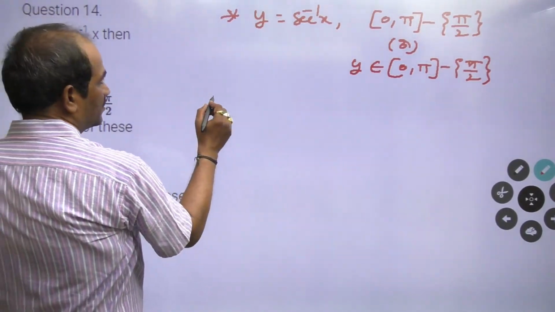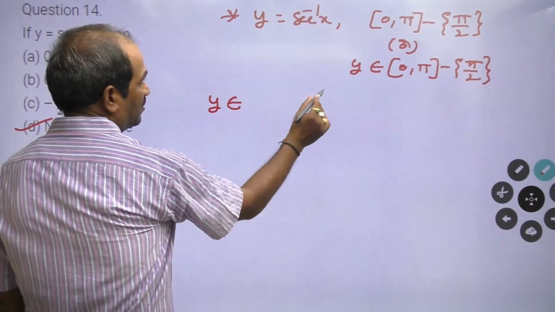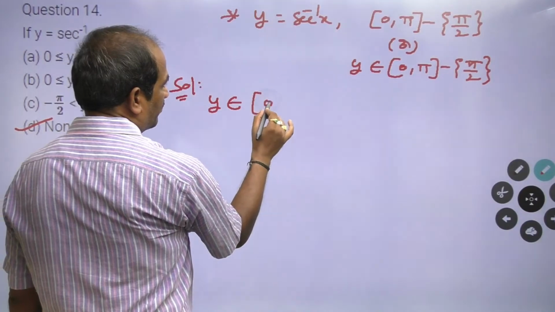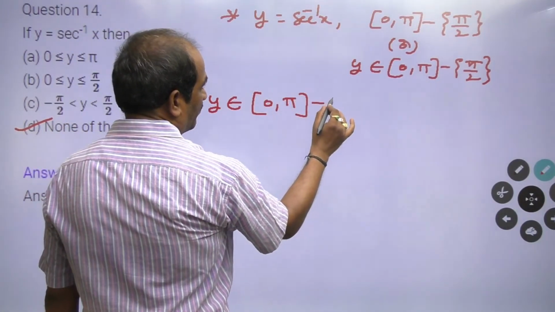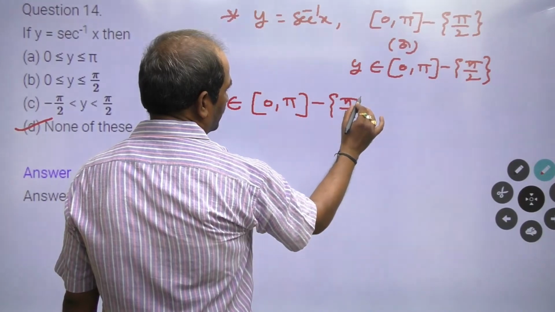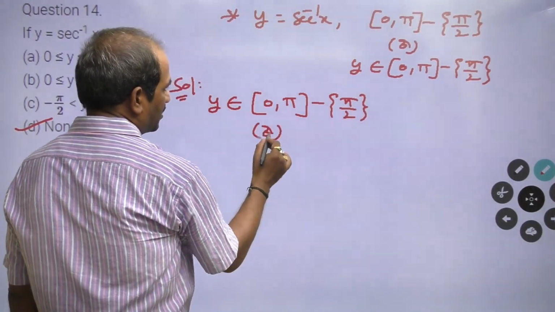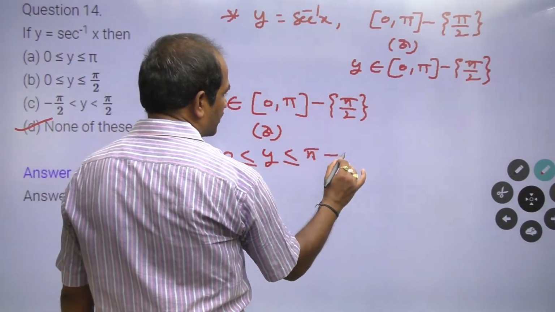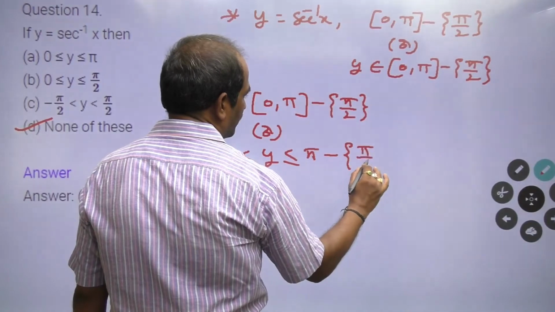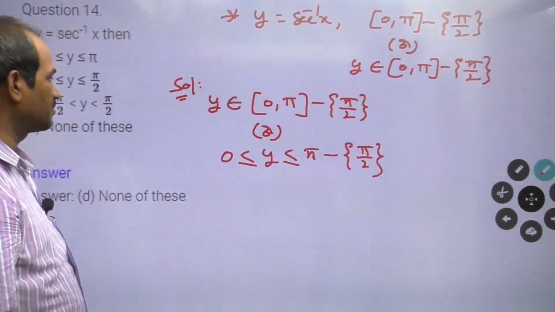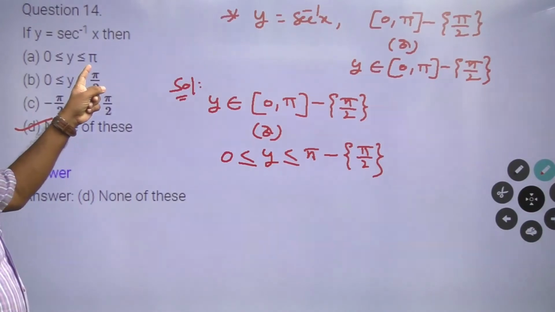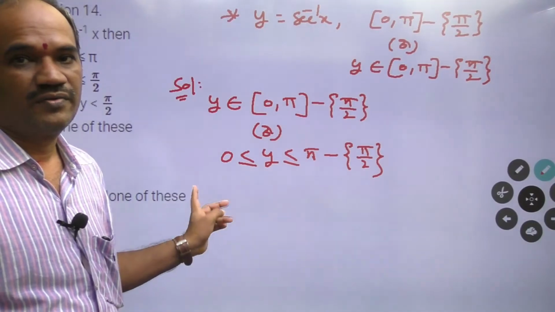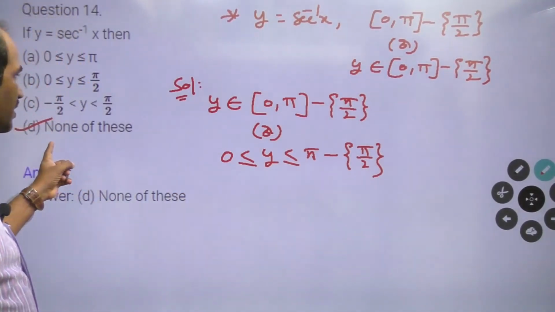So y belongs to the closed interval 0 comma pi, minus pi by 2. This is the answer. Writing this another way: 0 is less than or equal to y is less than or equal to pi, minus pi by 2. Check the first option: 0 less than or equal to y less than or equal to pi. Minus pi by 2 is not given, so the first option is wrong. Only the fourth option, none of these, is the right option.